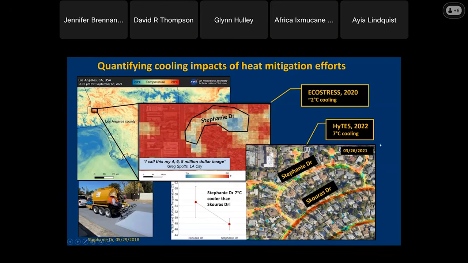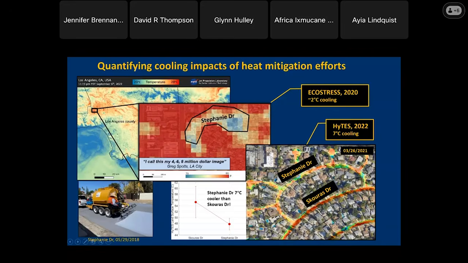Again, in 2021 and 2022, we actually flew the same area with our airborne instrument, HyTES. This is a hyperspectral thermal emission spectrometer that gets data at around 3 to 5 meter resolution. So we could really discriminate the very fine scale temperatures within the street itself.